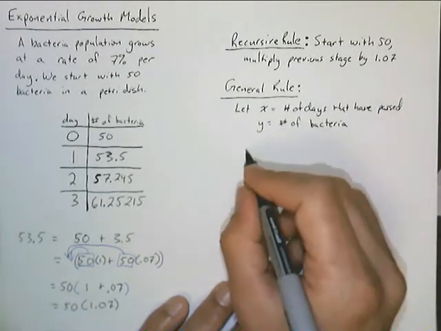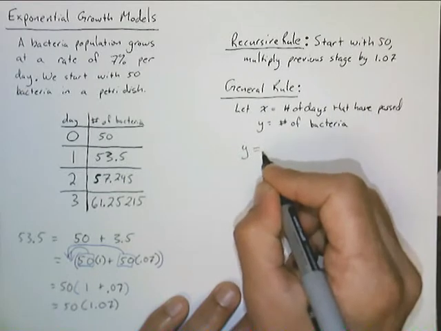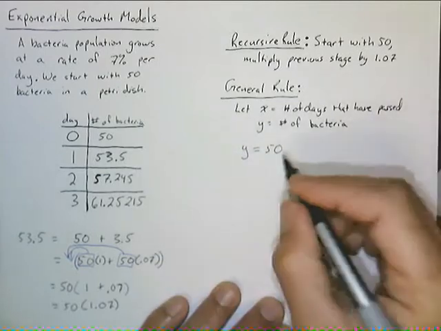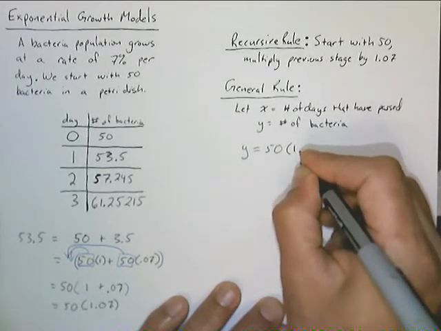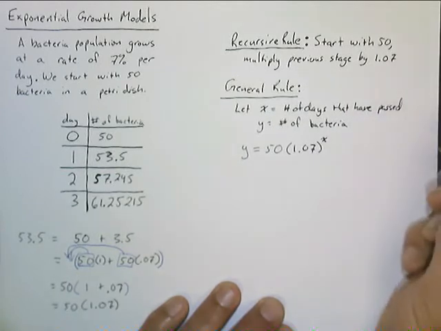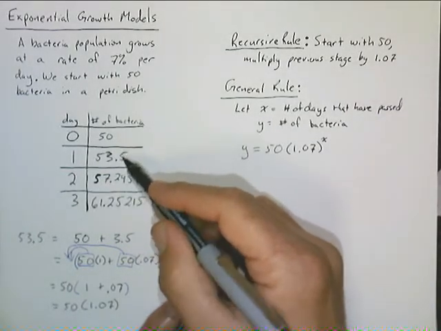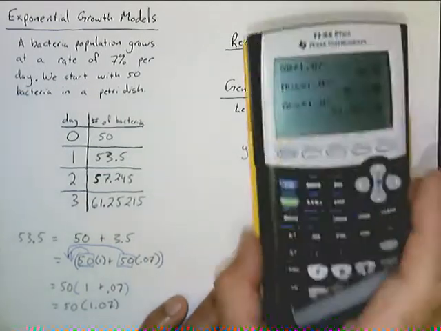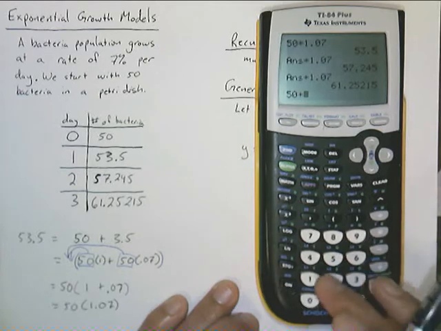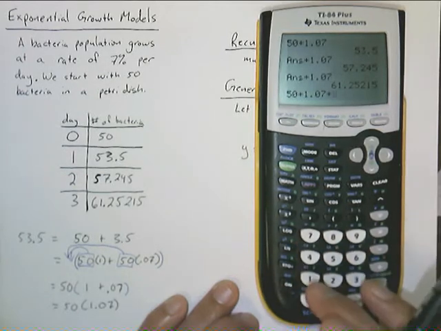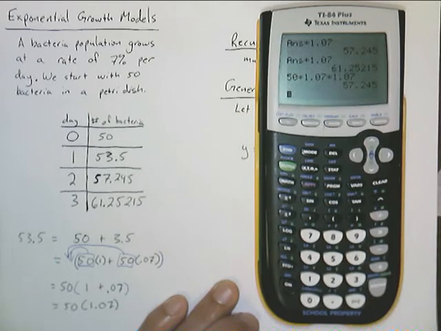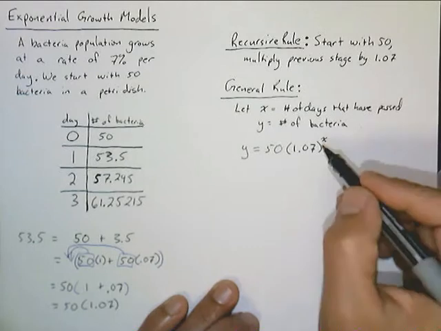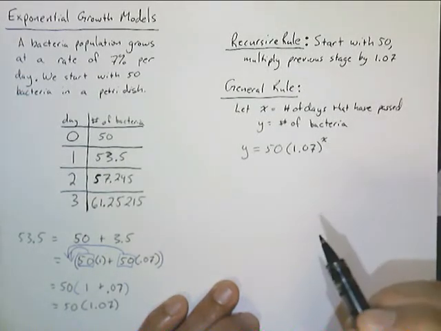So what we end up with is y is going to be equal to the starting amount, 50, and then the repeated multiplication becomes an exponent. Because of course 53.5 is 50 times 1.05. 57.245 we'd get by taking 50, multiplying that by 1.07, then multiplying that by another 1.07. Okay. So 1.07 squared, and so on and so forth. So where the number of days that have passed is the exponent.